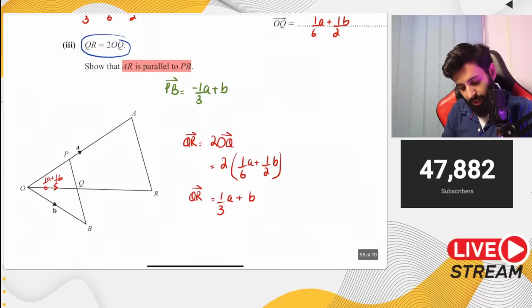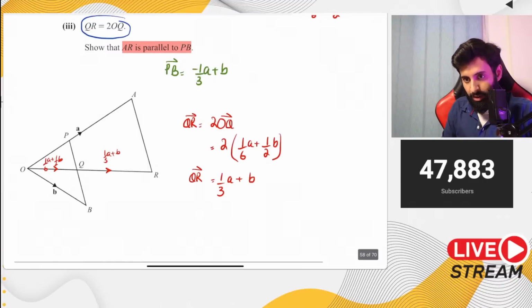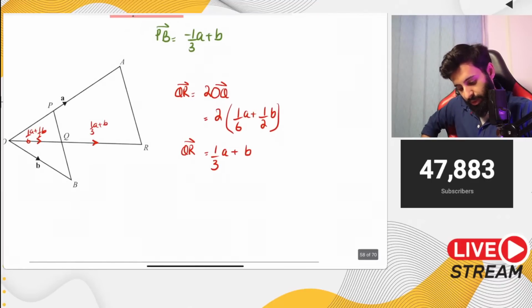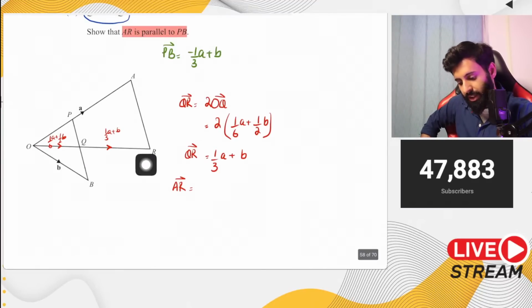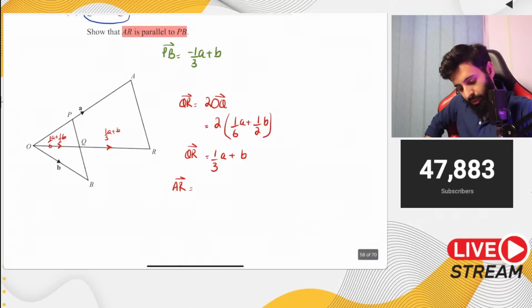Okay. So now we have QR, which is equal to 1/3 of A plus B. Alright. Then let's find out AR. To find AR, we could also have taken this and straight away multiplied it by 3, so we would have gotten OR directly. But never mind. So in order to find AR, we'll go from A to O, which is minus A, and then from O to Q, which is 1/6A plus half B, and then from Q to R, which is 1/3A plus B.